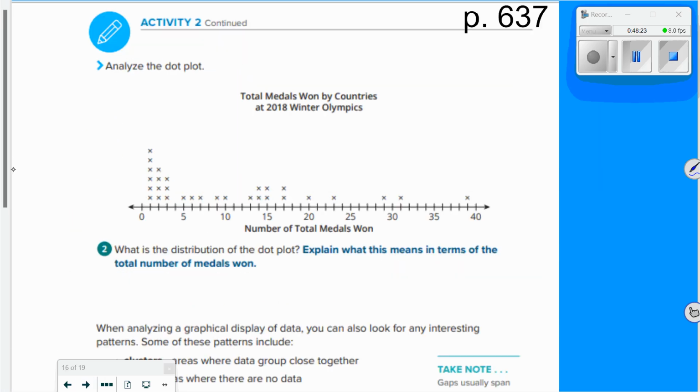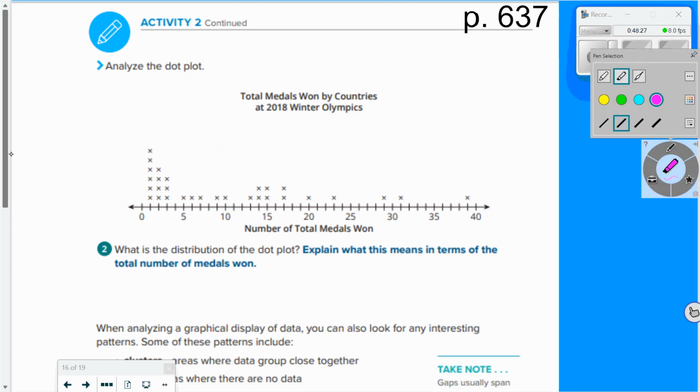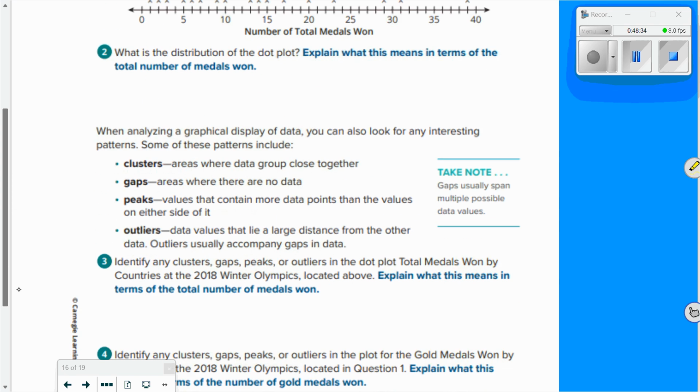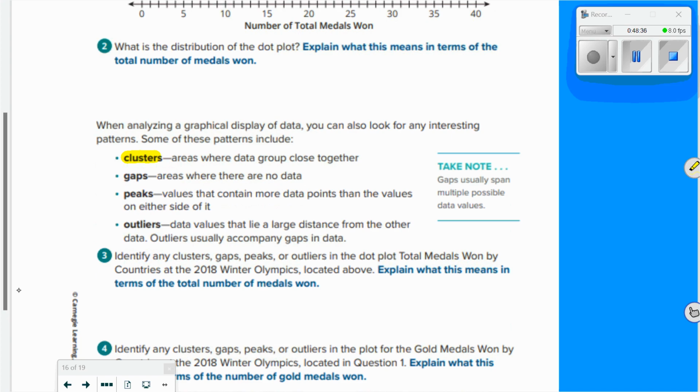Okay, our next one. Here is a major piece we like to talk about when we're discussing data, and that is going to be how is it associated? There's a few terms we look at. Clusters are areas where data group close together. Gaps are areas where there are no data. Peaks are values that contain more data points than the values on either side of it. Outliers are data values that lie a large distance from the other data.